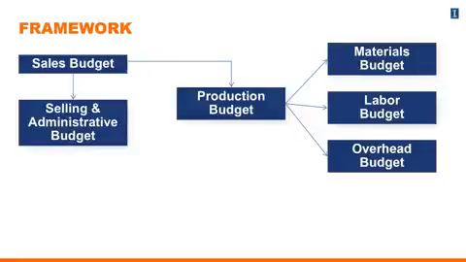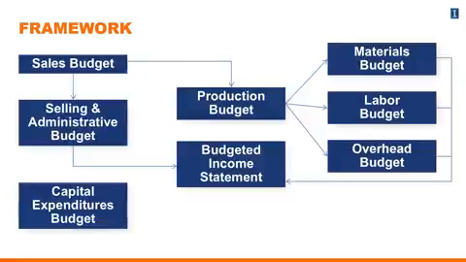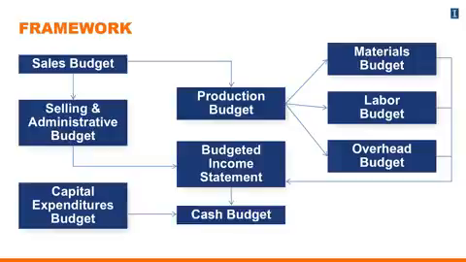Together, the production budget and its components, as well as the selling and administrative budget, compile into the budgeted income statement. The budgeted income statement is a pro forma financial statement that allows the firm to see how well it plans to do in the coming year from a financial perspective. There are also long-term investments that can be budgeted, and generically that's referred to as the capital investments or capital expenditures budget. Together with the budgeted income statement, the firm creates the cash budget, which speaks to the financing needs of the firm for the coming period.